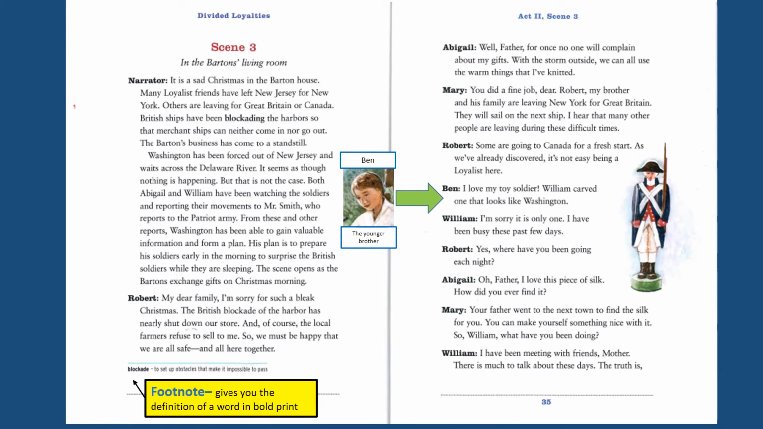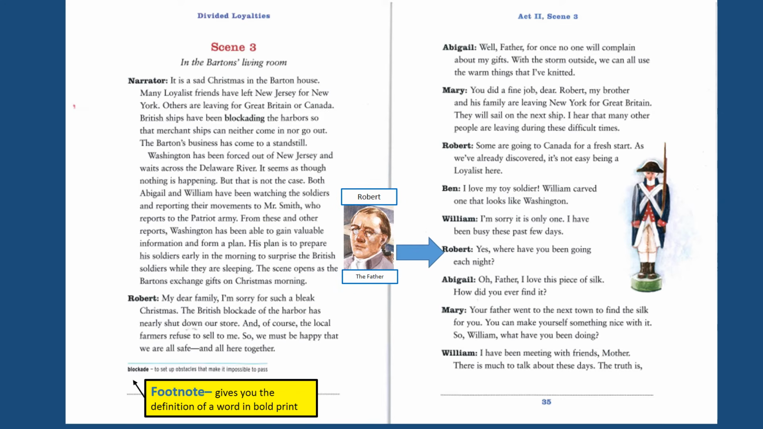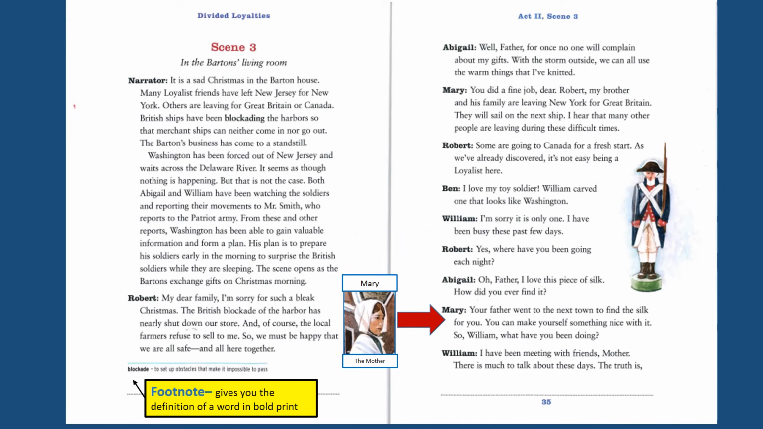I love my toy soldier. William carved one that looks like Washington. I'm sorry that it is only one. I have been busy these past few days. Yes, where have you been going each night? Oh, Father, I love this piece of silk. How did you ever find it? Your father went to the next town to find the silk for you. You can make yourself something nice with it.